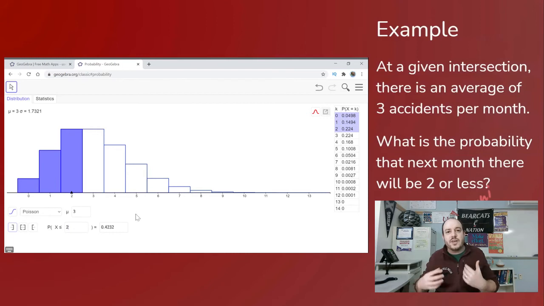So what's the probability of having two or less accidents in a given month? About a 42.32% chance. Or if we left it as the decimal, 0.4232. Now, you can do this with any mix of questions.